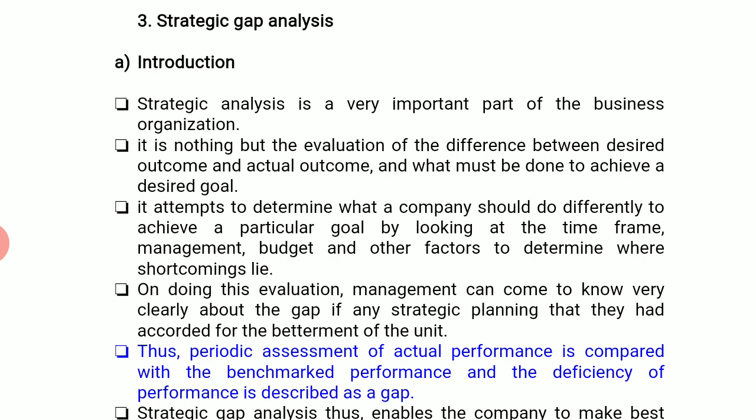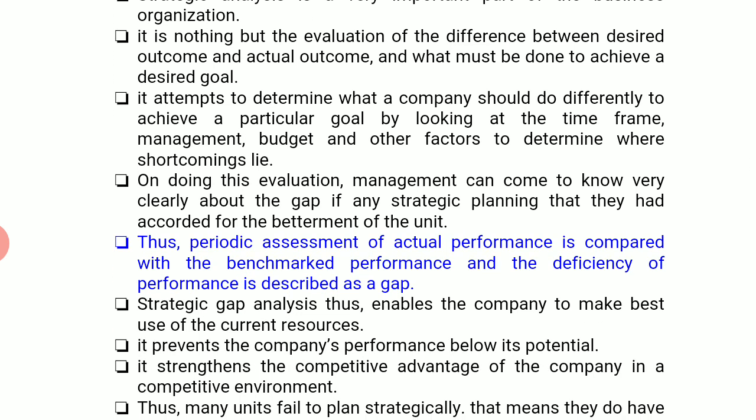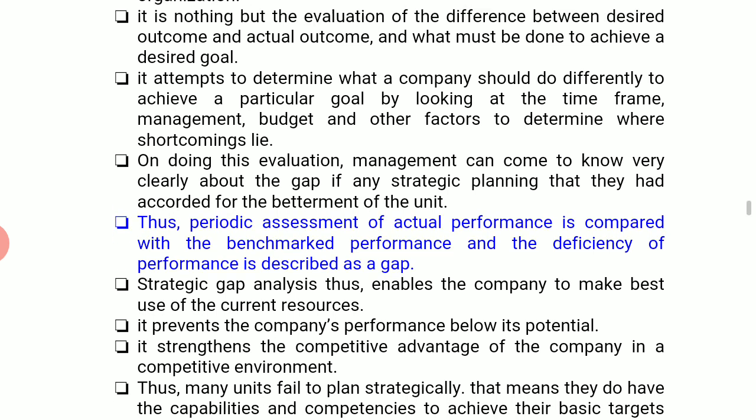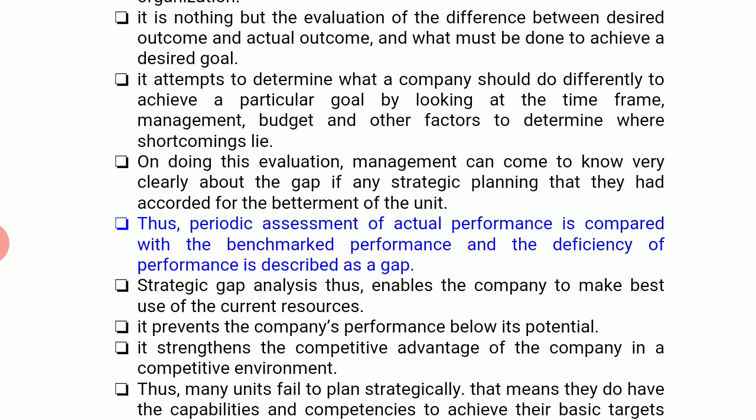We can say that it is nothing but the evaluation of the difference between desired outcomes and the actual outcomes, and what must be done to achieve the desired goals. That means whatever you have desired as the outcomes, and whatever the actual outcomes are, it's not necessary that every time the real outcomes will be as per the desired goals, right? At that time, whatever the difference is seen or noticed is said to be the strategic gap.